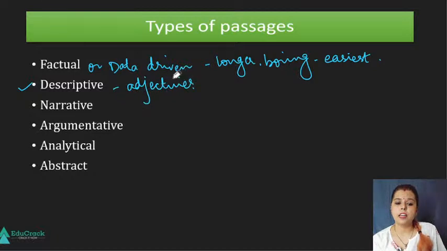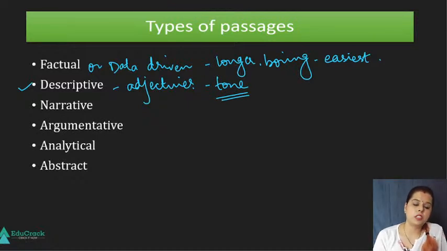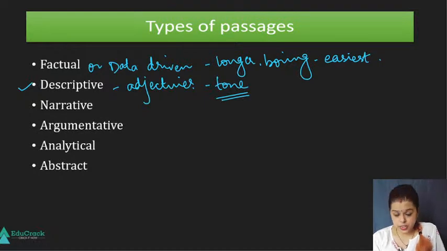And if there are a lot of adjectives, then there will be a specific definite tone that they'll be looking at. So descriptive passages may have a tone-based question. Now, there can be positive descriptions, negative descriptions, so on and so forth. So very interesting to read. The flow is very smooth generally, very interesting to read, but they can be longer. The question types are not very difficult. The only difficult question type that people generally get from the descriptive passages are the tone-based questions. You need a lot of practice to be able to get the tone-based questions correct. But apart from that, descriptive passages are fairly simple to read and they are also very interesting.